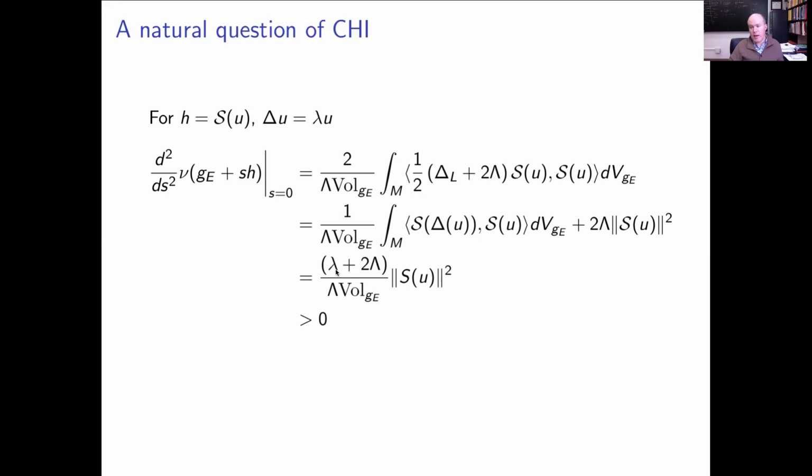If you could find an eigenfunction such that this number lambda, the first eigenvalue, say, was bigger than minus twice the Einstein constant, this quantity would be positive, and you would have proved that the second variation is positive. It's unstable under Ricci flow. But there were no known examples, so this was an observation they made in their paper.